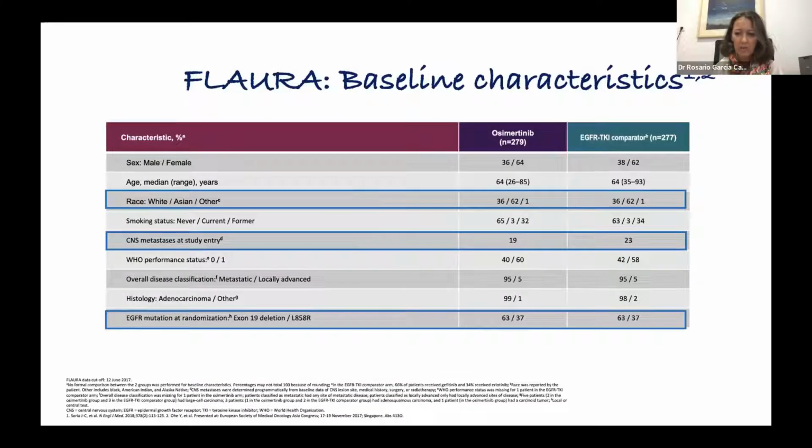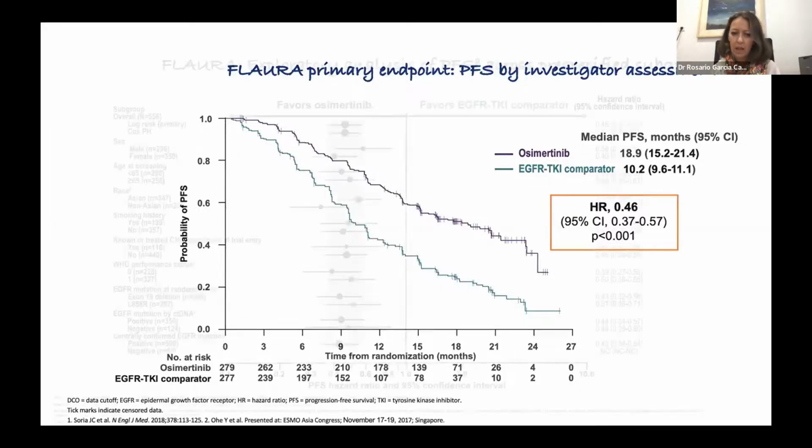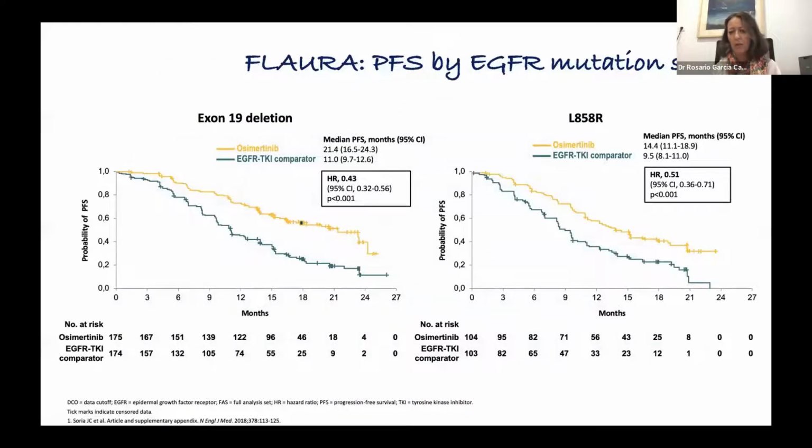These are the main patients' characteristics. I think the most important aspect here is that around 20% of patients have brain metastasis, and this is the primary endpoint. You already know that this is a very positive trial with a very relevant difference in terms of median PFS, almost 19 months compared to 10 months, with a hazard ratio of 0.46. When we look at the forest plot, we can see that all patients get benefit from the approach with the third generation tyrosine kinase inhibitors.